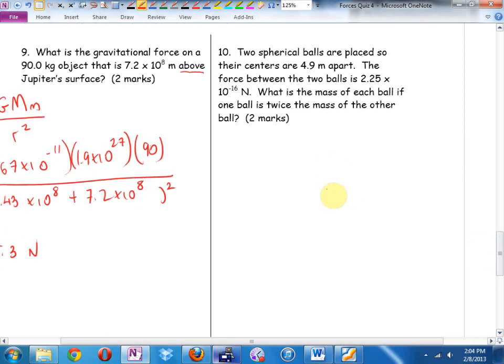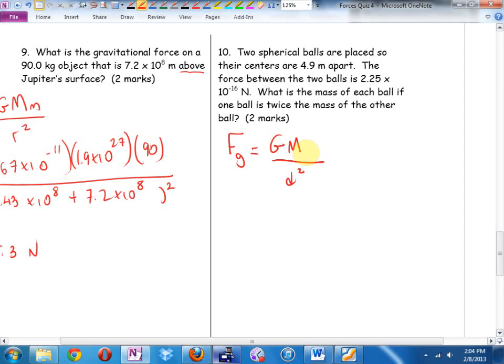Two spheres are placed so the centers are... Number 10 is, I think, tougher than I would feel comfortable asking on the test. I mean, it wants the masses. I'm going to start out once again with gravity. First mass. How could I show that the second mass was twice as big?